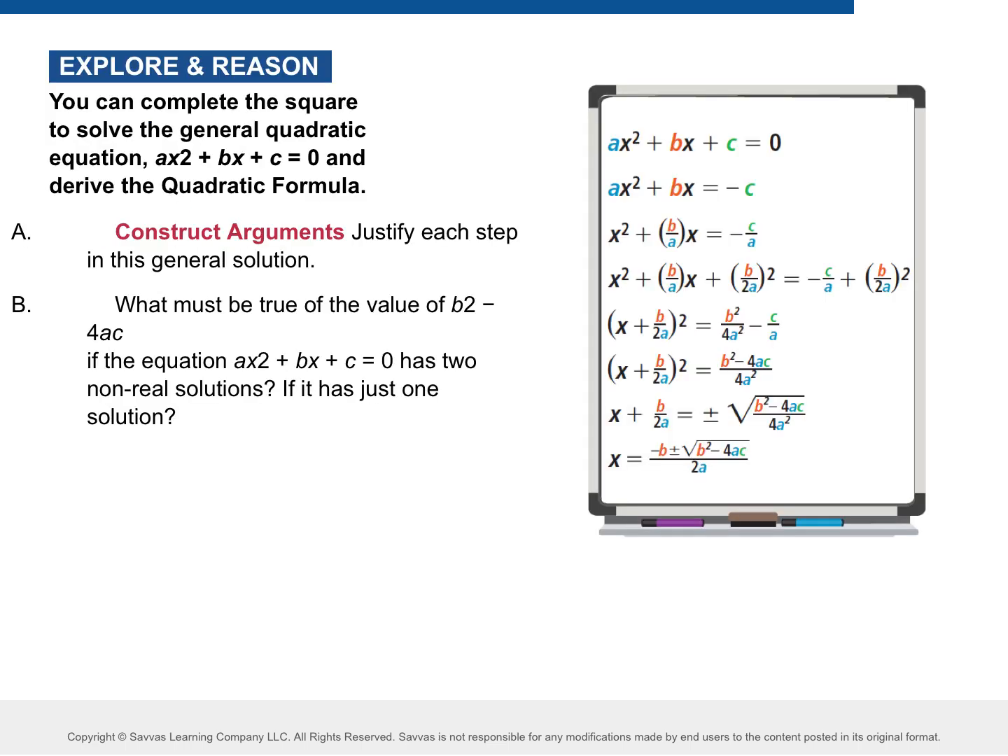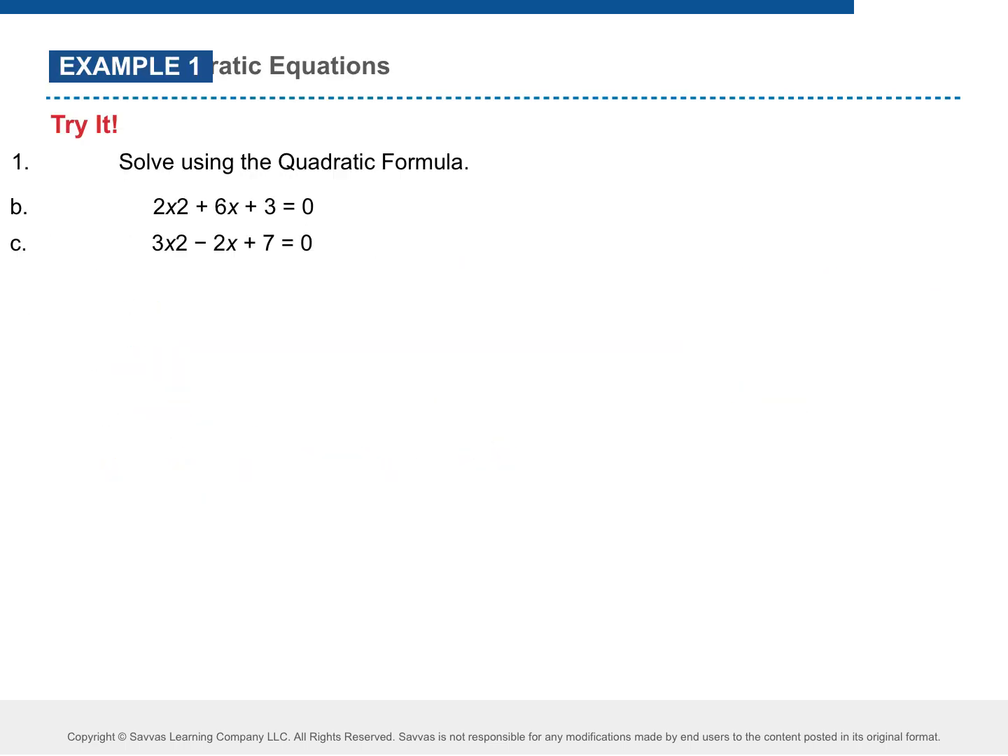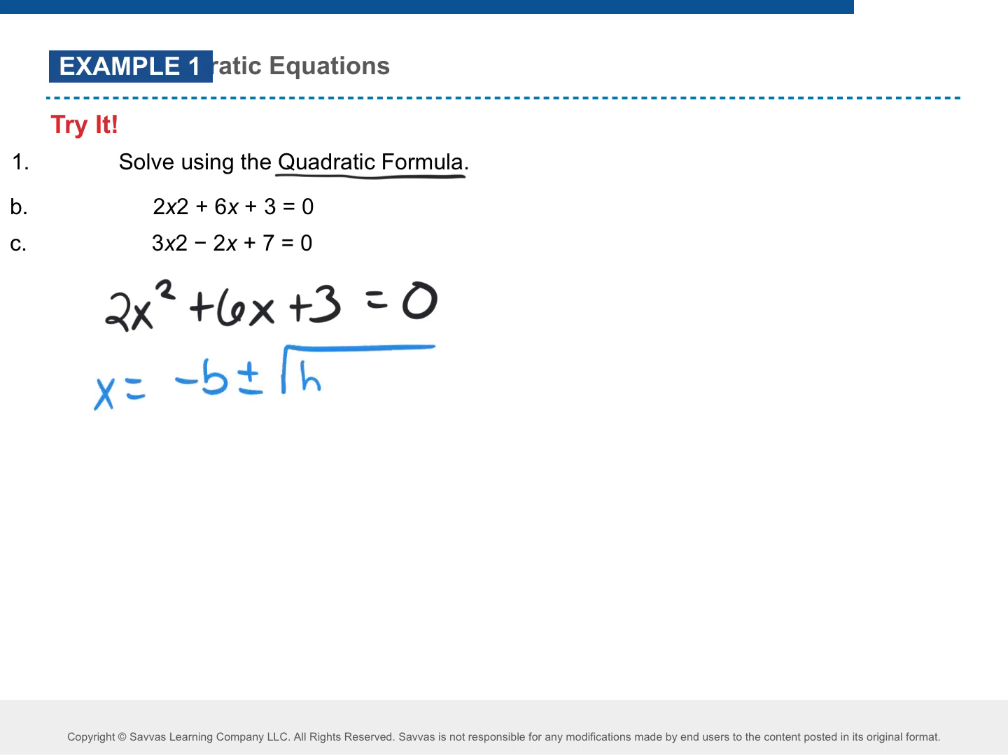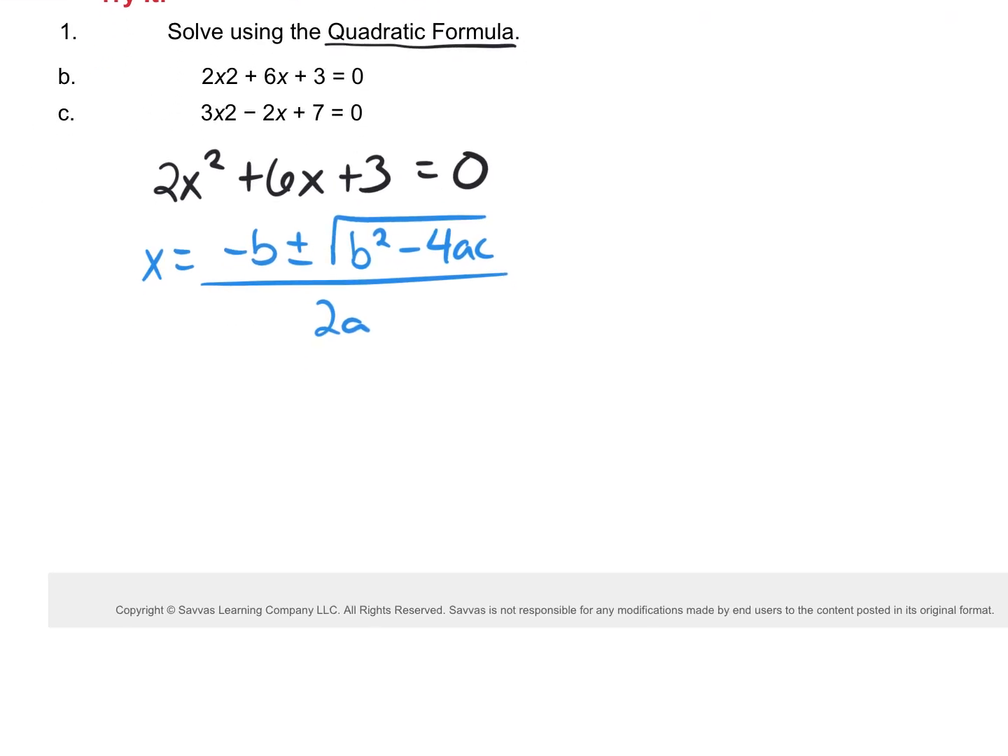Looking at example 1a, we have 2x squared plus 6x plus 3 equals 0. What do the directions tell us? Using the quadratic formula. I want you to write down the quadratic formula so that you can just follow it. x equals negative b plus or minus the square root of b squared minus 4ac all over 2a. We know a, b, and c. We just need to plug those values in.